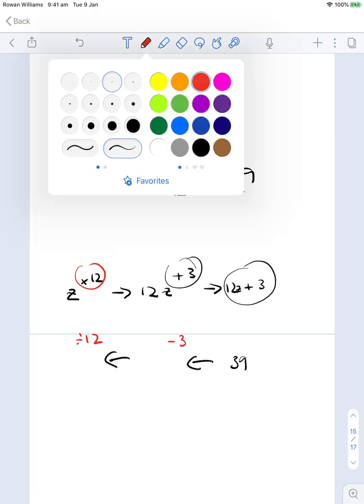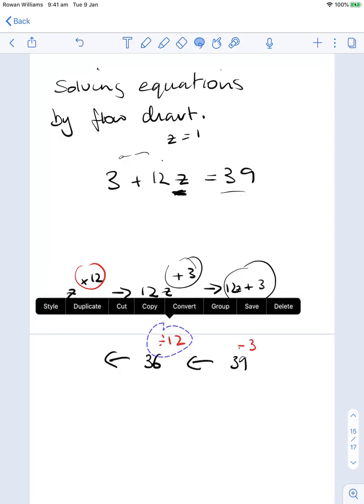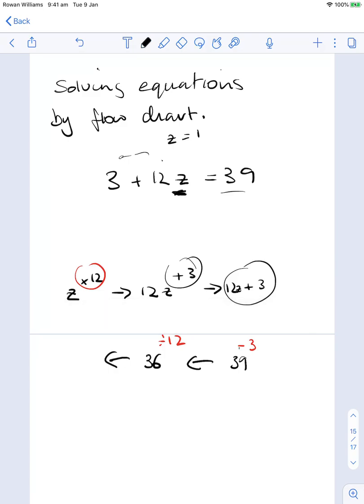So let's see what happens when we do it. If I have 39 minus 3, that will get me to 36. So from here, minus 3 gets me to 36. That's my new number after I've done one step and unpacked this plus 3. Then my next step is to divide all that by 12. Let's shift it over here so we can see this a little better. So 39 take 3 equals 36. 36 divided by 12 equals 3.